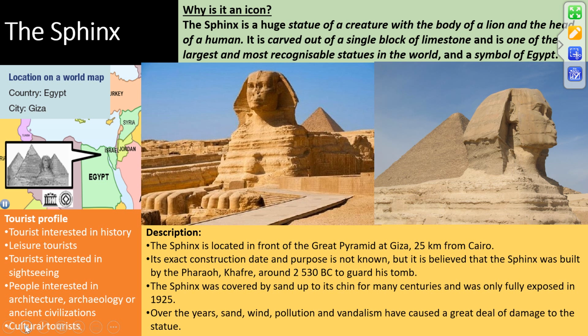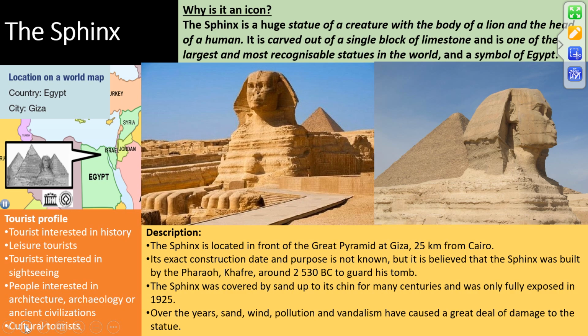You'll also see that over the years, sand and wind and pollution and vandalism have caused a great deal of damage to the statue. Now, I'm specifically referring here to the nose, or the lack of the nose, on the front of the statue of the Sphinx. It looks like the statue doesn't have a nose, and that has been caused by many, many years of sand and wind erosion.